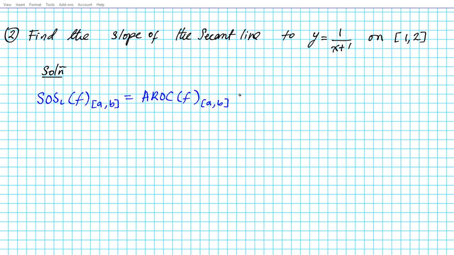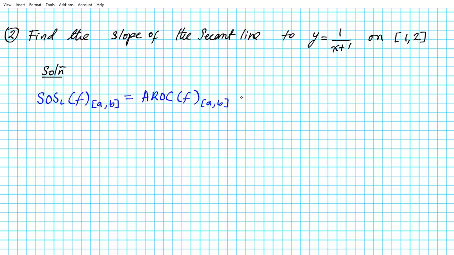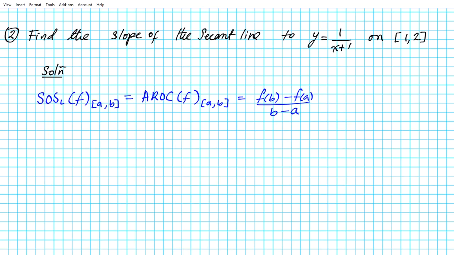What is the average rate of change? Oh, we know what that is. That's rise over run. Y2 minus y1 over x2 minus x1. But if we want to use our fancy calculus notation, we're going to write it as f of b, which is y2, minus f of a, which is y1, divided by b, which is x2, minus a, which is x1. Alrighty? So like we did before, we need 4 pieces of information to solve this problem. F of b, f of a, b, and a.